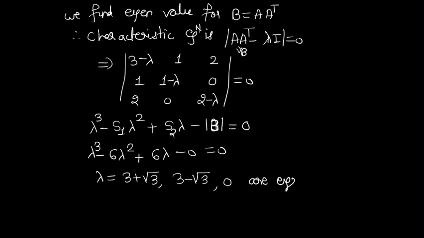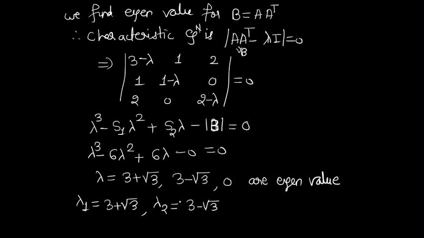So these are the eigenvalues. We will arrange them in descending order. The largest one must be put first. So we will denote lambda 1 equal to 3 plus root 3. Among these three, lambda 1 is the largest one. Lambda 2 is equal to 3 minus root 3, and the 0 is neglected, since it is 0.